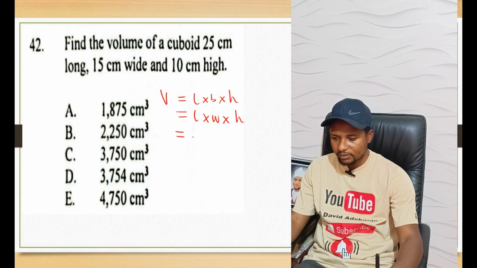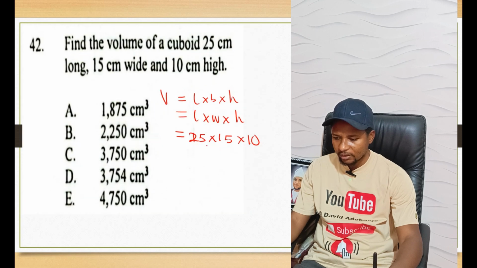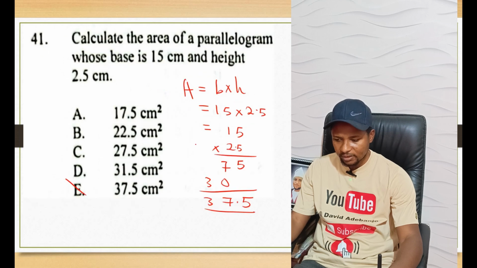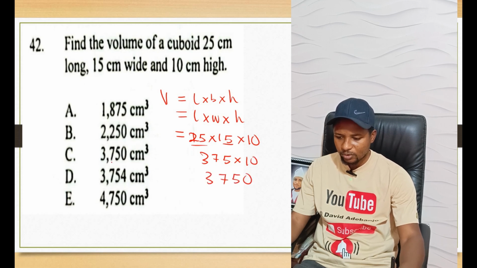So they gave you the length, which is along, to be 25. The width, which is the wideness, to be 15. And the height, which is the eye, to be 10. So that's all. Don't forget earlier, we just did 15 times 25. And here it's also 15 times 25. Look at it again, we got 375. So this is 375 times 10. And that's 3750. So your answer is option C, 3750.